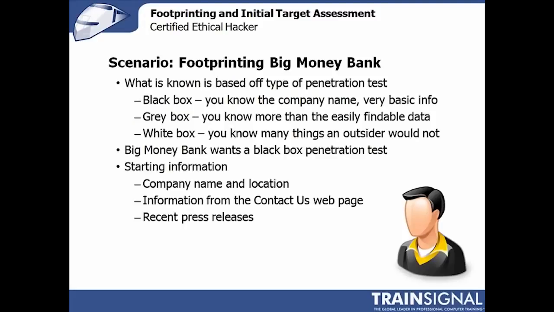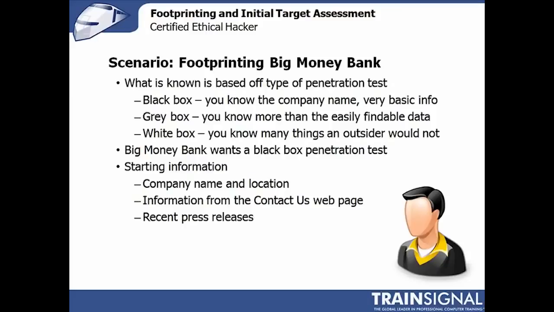So for footprinting Big Money Bank, as you recall, there are different types of attacks based on the information you get at the very beginning: black box, white box, gray box. These are vastly different bits of information. In fact, in many white box penetration tests, you won't even need to do a lot of passive footprinting because that's the kind of information you'll get as pre-knowledge for that attack.